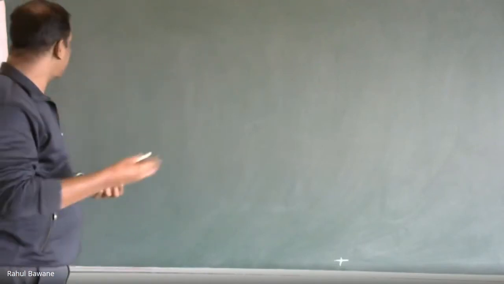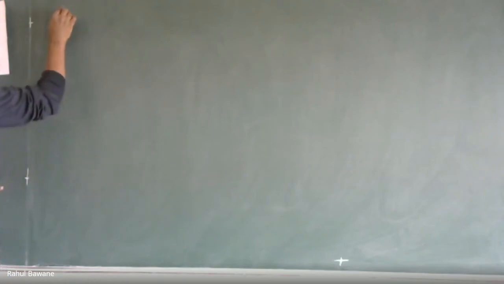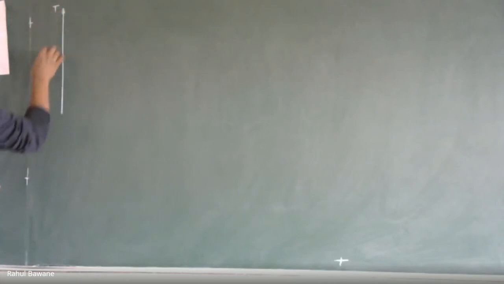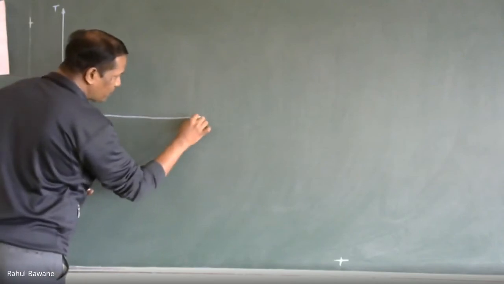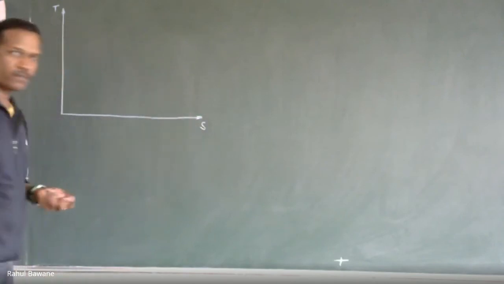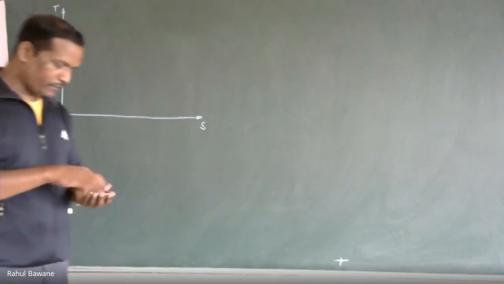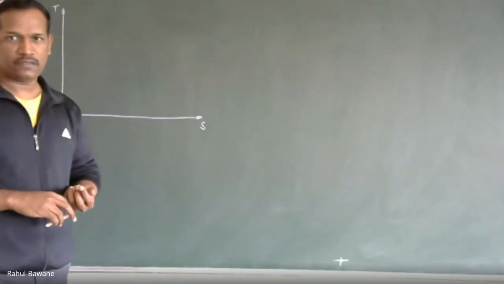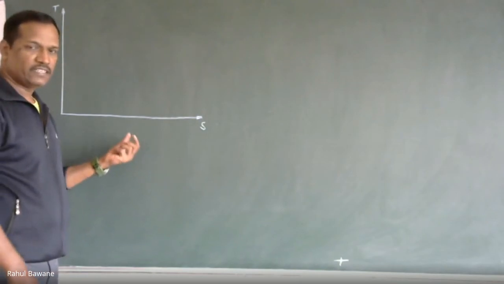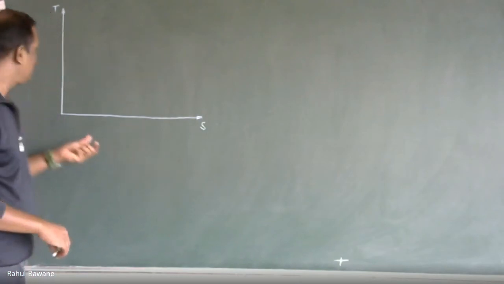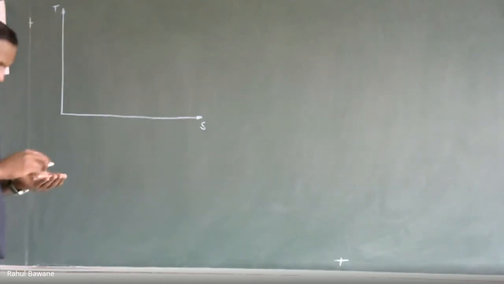Now in a TS diagram, suppose this is a vertical axis along which temperature is given, and this is a horizontal axis along which entropy is given. So remember, in our topic there are three kinds of graphs: PV graph, TS graph and HS graph. So this is a TS graph.